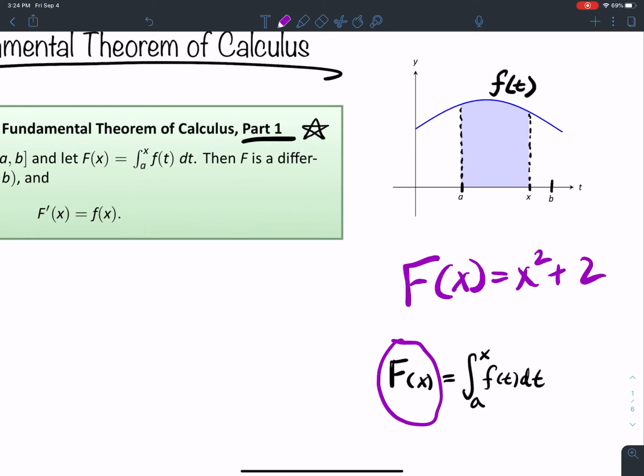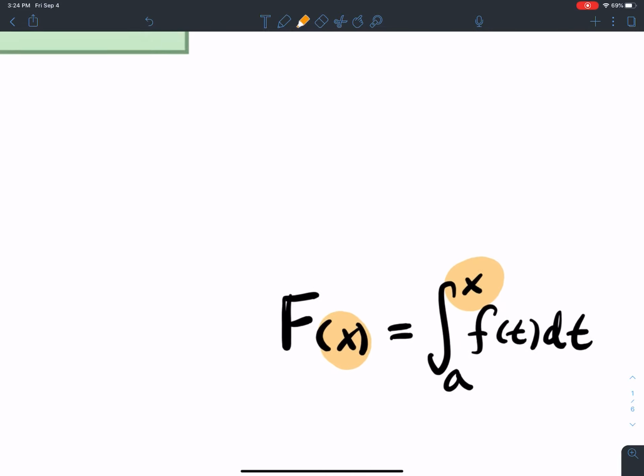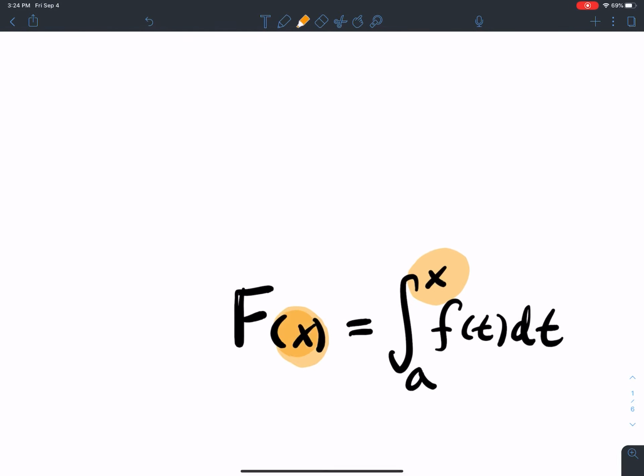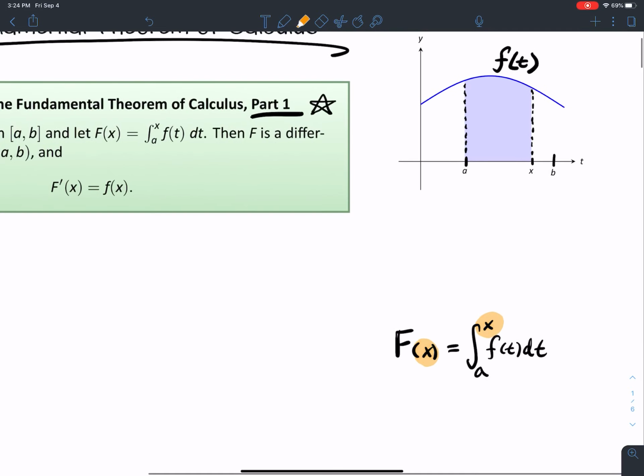But this function is not defined in terms of some polynomial. It's defined in terms of an integral, which is kind of interesting. First time you've seen a function that's not defined as some polynomial. So everywhere I see an x, I plug in an x, right? So the only place I can plug in something for this function is that upper bound of the limit of integration. Okay, kind of cool.